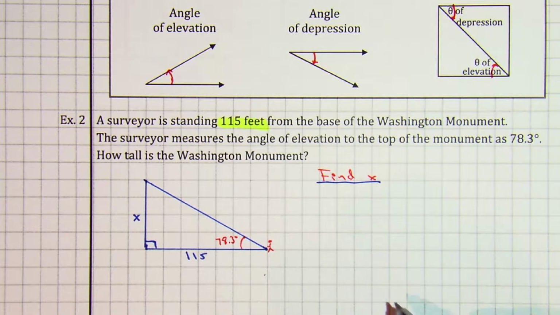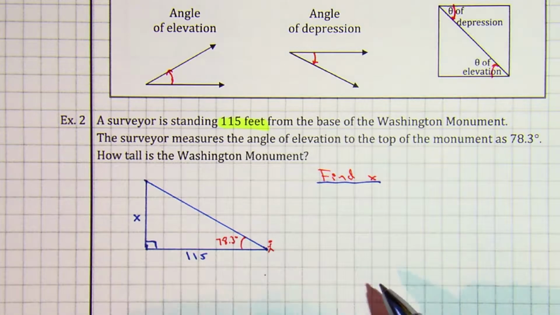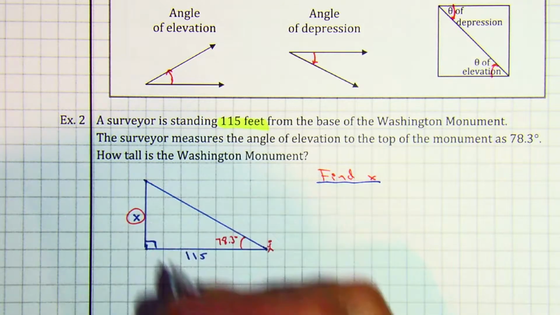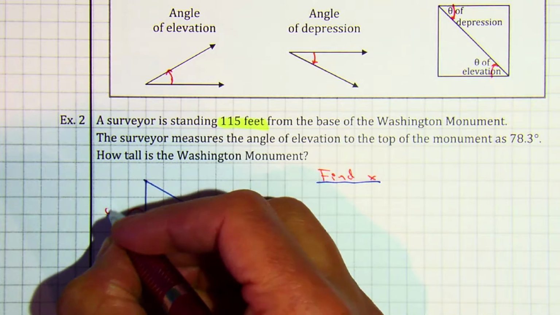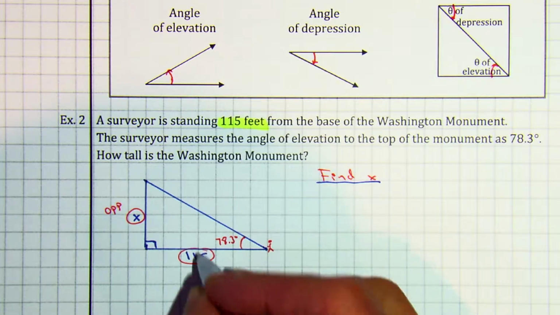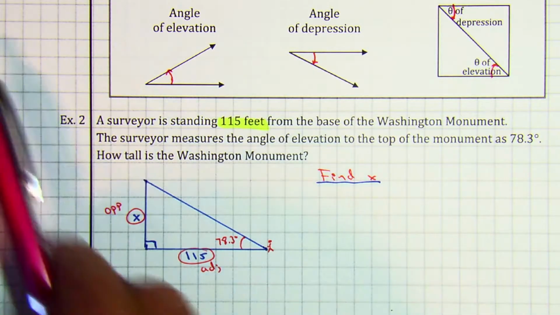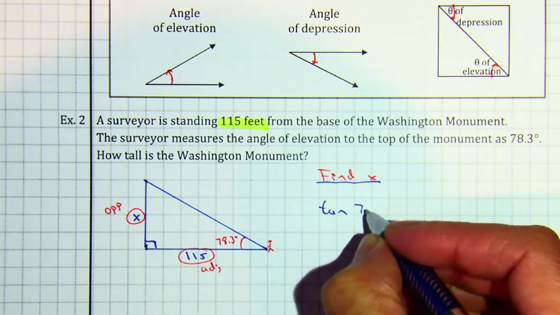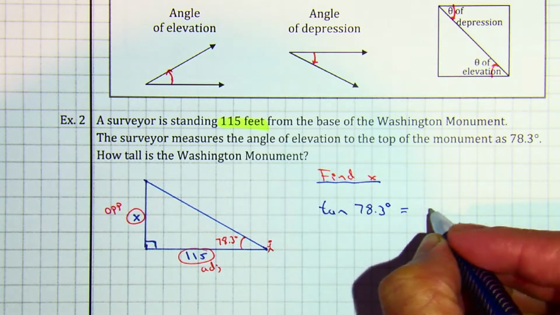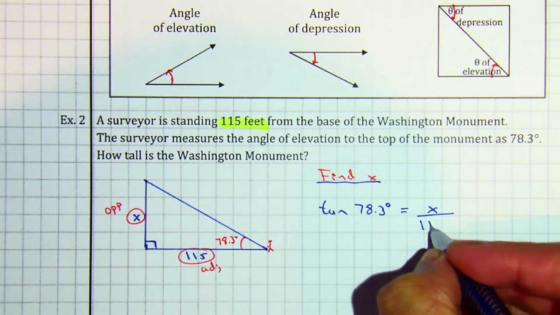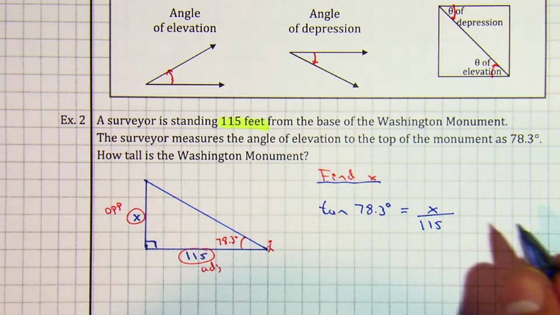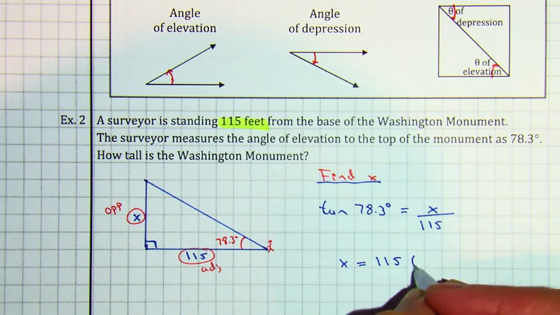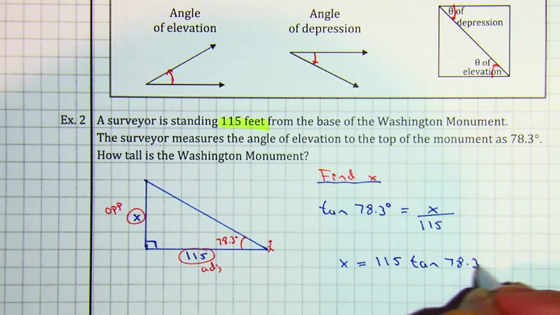So first, you need to decide, do I need to use sine, cosine, or tangent? So in this case, we're trying to find the height, which is x. That is your opposite. And we are given 115, which is your adjacent. So therefore, we have to use tangent. So the tangent of the angle, which is 78.3 degrees, is equal to the opposite, x over 115 feet. We can multiply both sides by 115, so therefore x is equal to 115 times the tangent of 78.3 degrees.